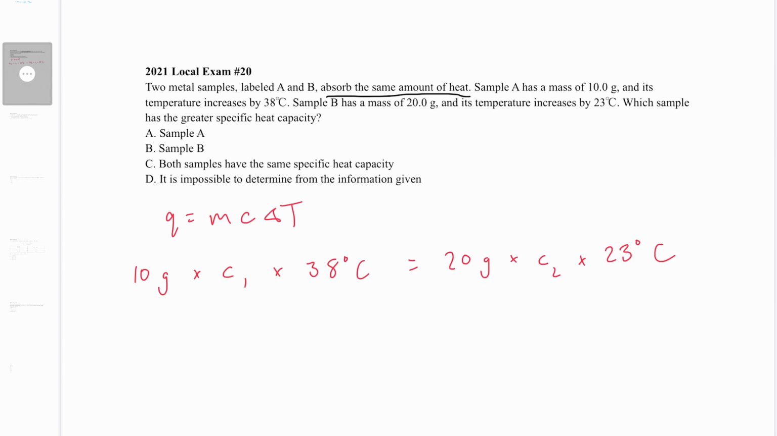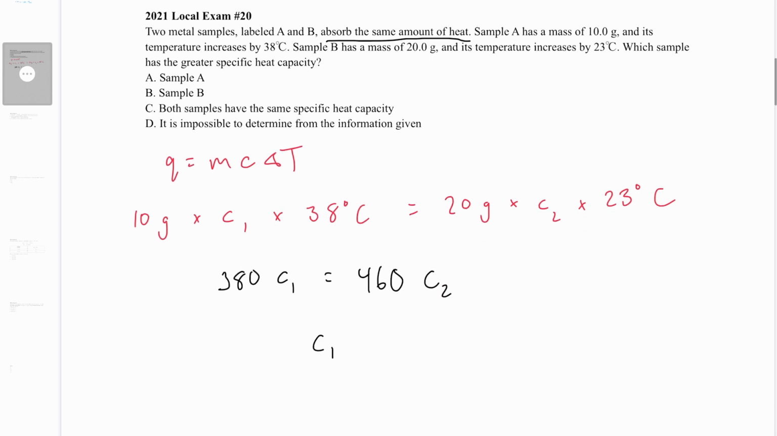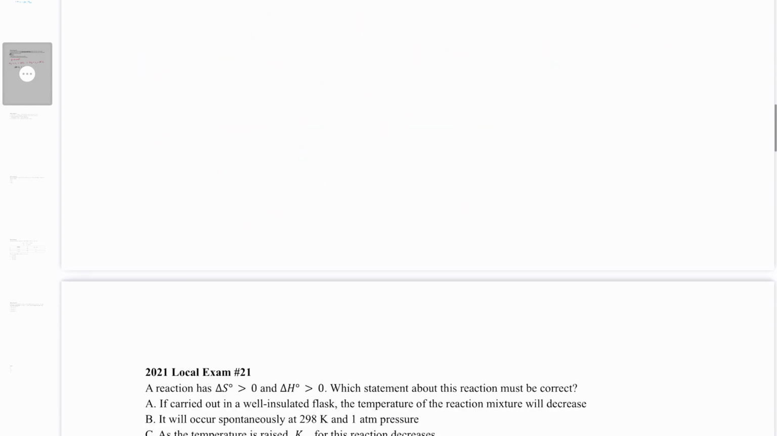So what we want to do now is compare C1 and C2. We know that 380 times C1 is equal to 460 times C2, which means that C1 is greater than C2. So sample A has a higher specific heat capacity than sample B. So our answer is A. Let's go to question 21.